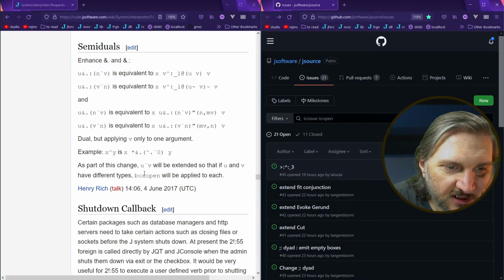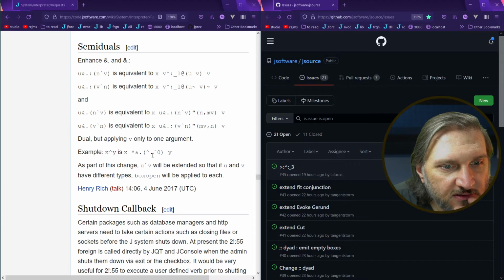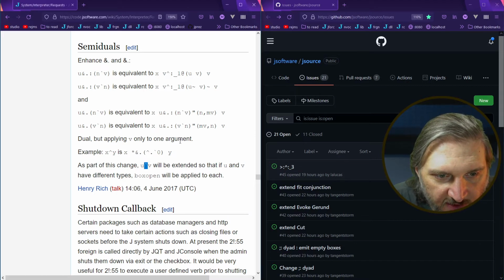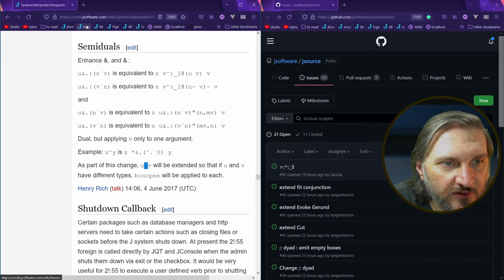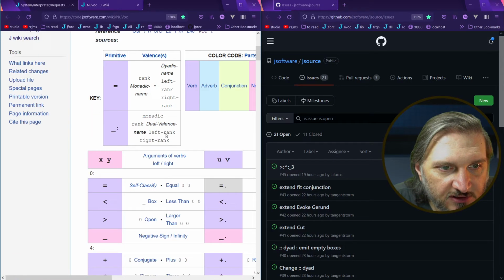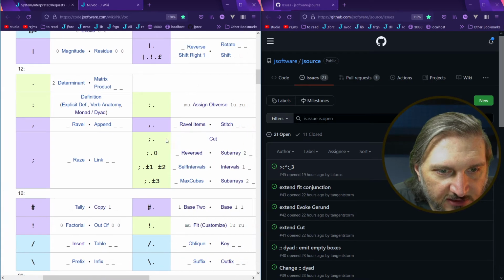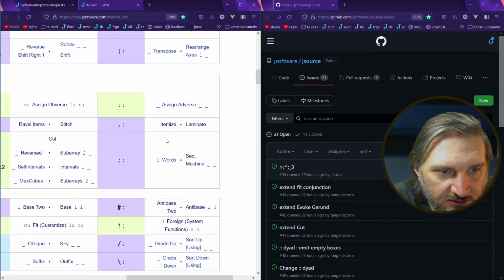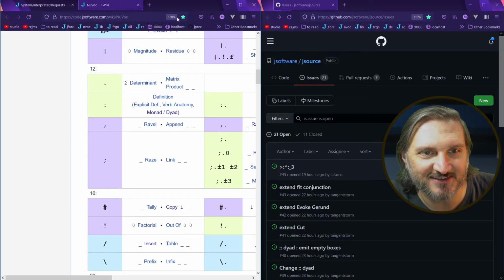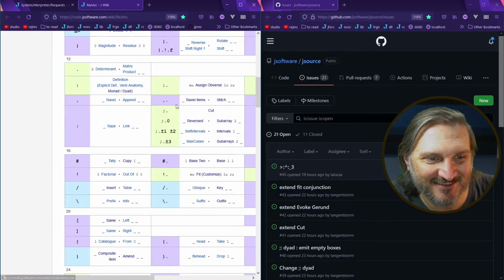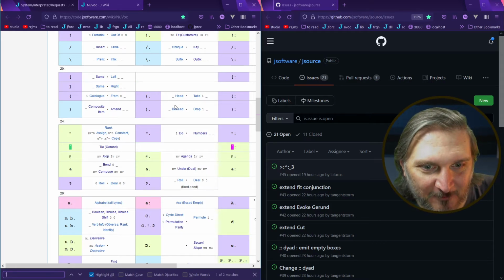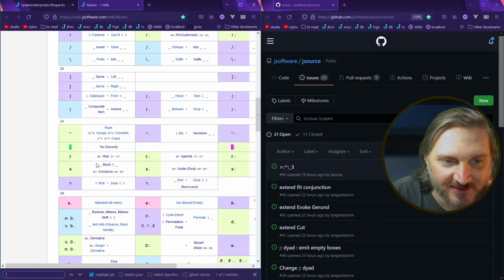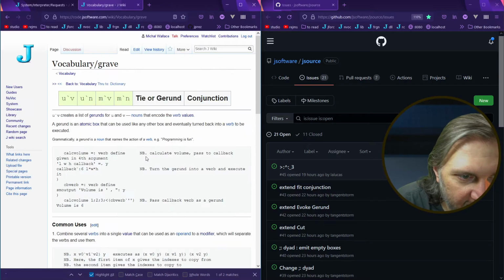As part of this change, this is the gerund. So what do you call this? I don't know what you call this thing. It creates a gerund. I don't know what the actual name of the symbol is. Maybe it's just called gerund. This is ridiculous. Ridiculously small screen. Tie. Okay, so tie. Create a gerund.